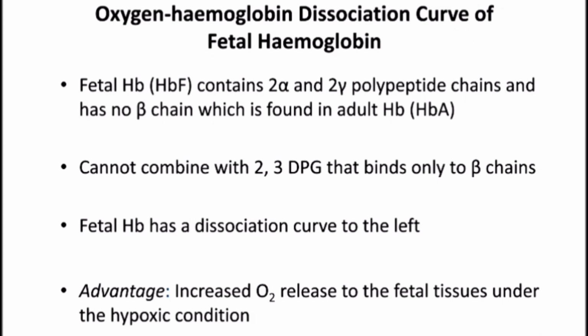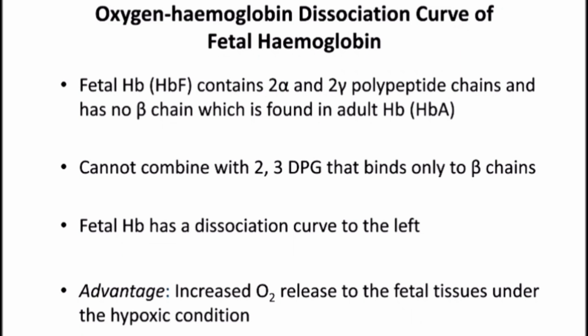What happens is fetal hemoglobin cannot combine with 2,3-DPG, because 2,3-DPG only binds to the beta chain of hemoglobin. Since there is no beta chain in fetal hemoglobin, 2,3-DPG cannot bind. So fetal hemoglobin has a dissociation curve shifted to the left. If 2,3-DPG can bind to the beta chain, we have a shift to the right.